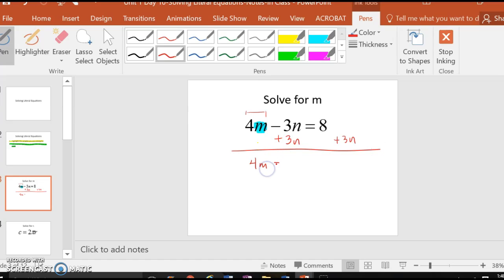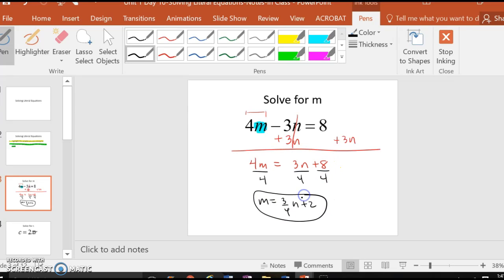I bring down the 4m equals, these eliminate, and I'm going to write this in order of the variable to the constant. So I'm going to write the 3n first, and then the plus 8. Then, to undo multiplication here, I'm going to divide everything by 4. And m would equal 3/4 n, and then 8 divided by 4 would be plus 2. Okay?